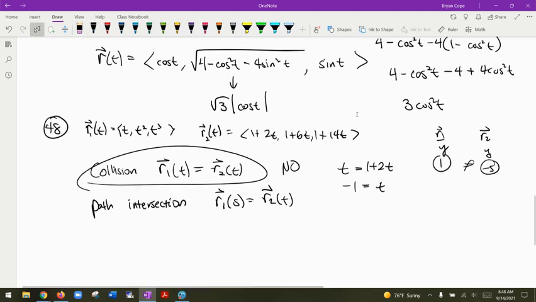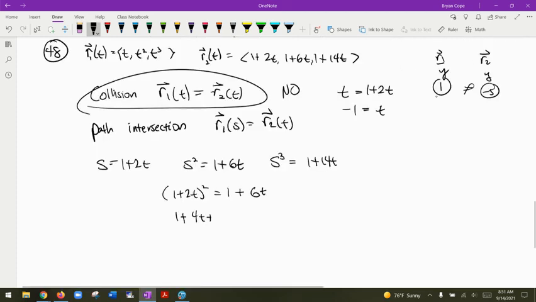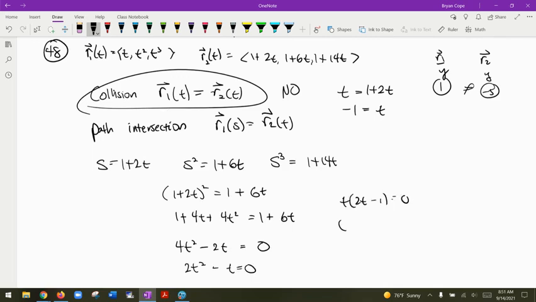Now, do they intersect? We just need to solve the system, or if their paths intersect. So we can say s equals 1 plus 2t, s squared, okay, so 1 plus 4t plus 4t squared equals 1 plus 6t. We've got 4t squared minus 2t equals 0. And then divide everything by 2. So t equals 0 and t equals 1/2.